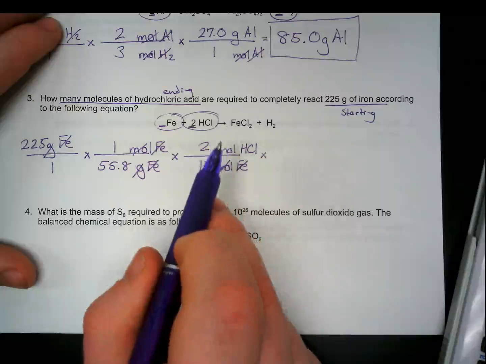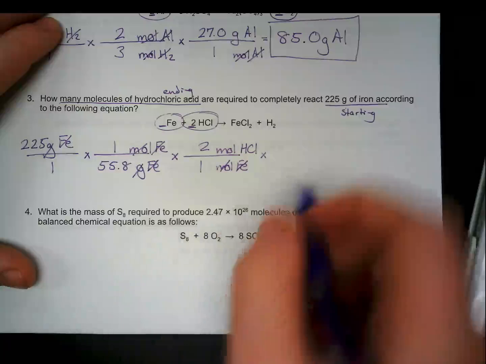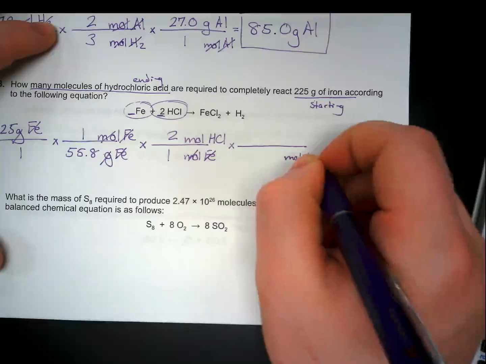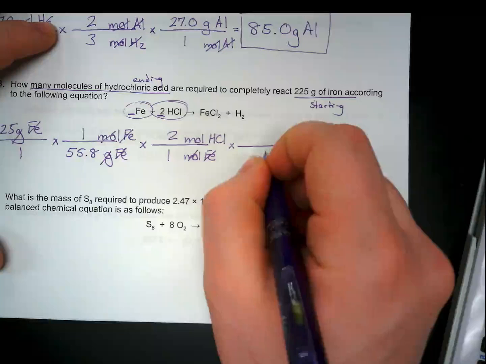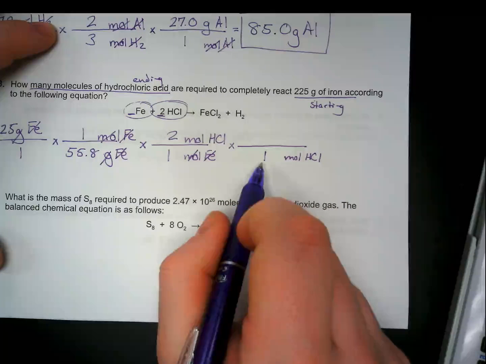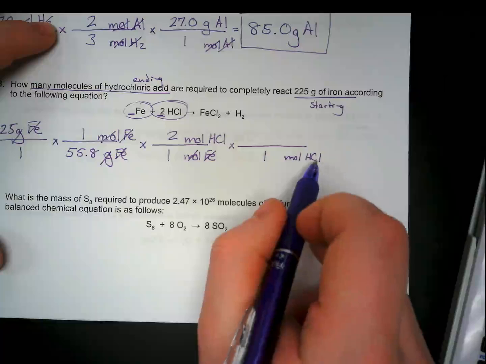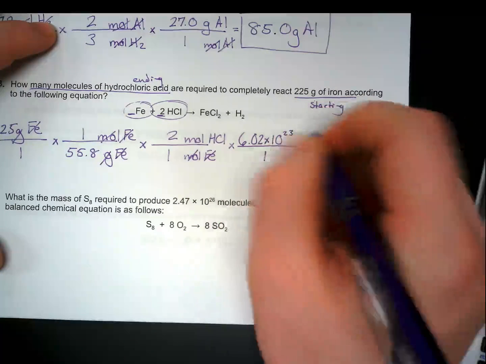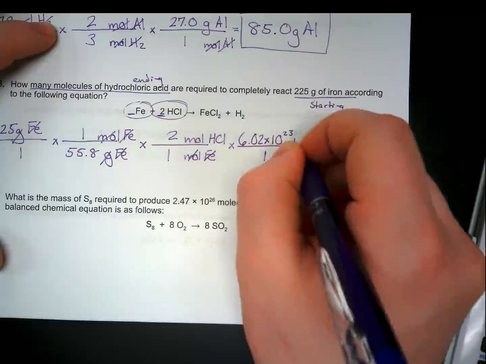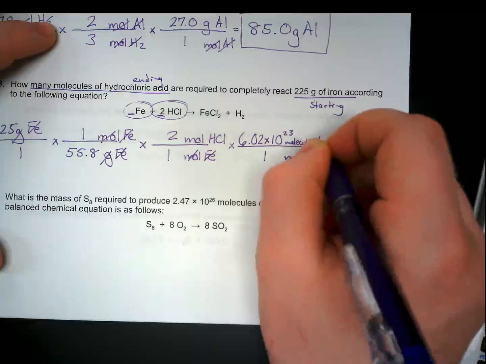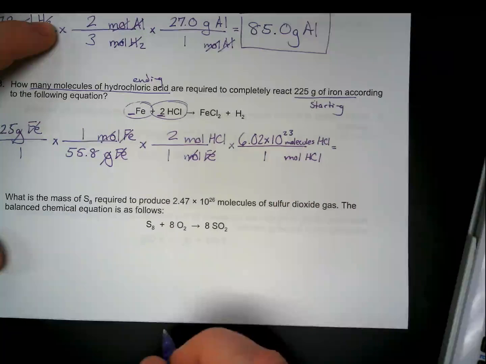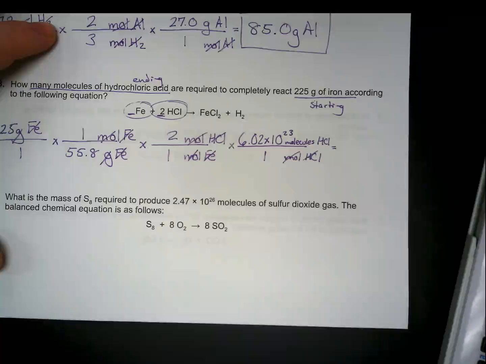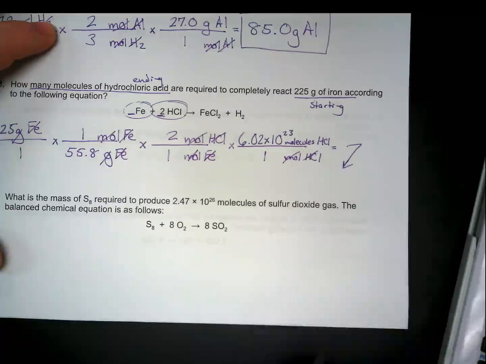Now I've got to go from moles of B to particles of B. So old units go on the bottom here, so moles of hydrochloric acid. And this is going to be Avogadro's number. So that means that for every 1 mole of hydrochloric acid, we have 6.02 times 10 to the 23rd molecules of hydrochloric acid. That cancels this, and I'm left with just molecules of hydrochloric acid. My answer is going to be plopped down there.